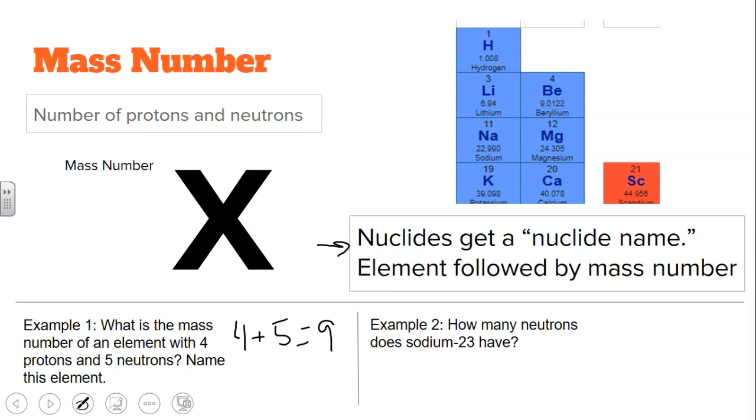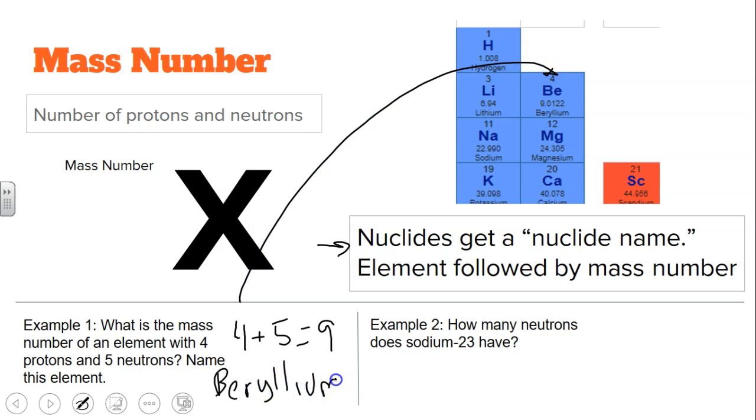Using what we know about number of protons, we know that atomic number 4 here is beryllium. So what we're going to call this is beryllium, and then a hyphen 9. Okay, that's beryllium-9. Okay, so now we flip it around and we do it the other way.